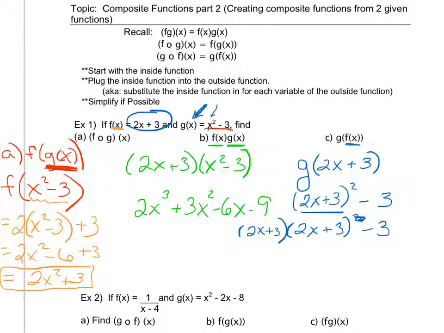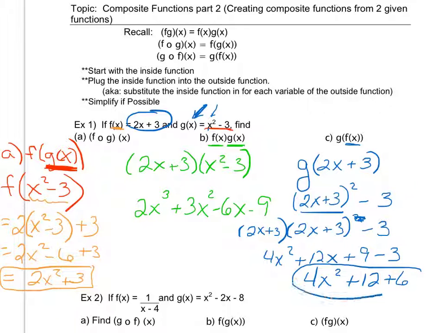There we go. Now I have 2x plus 3 times 2x plus 3 minus 3. After FOILing, this becomes 4x squared plus 12x plus 9 minus 3. Combining like terms, I get a final answer of 4x squared plus 12x plus 6 for my new composite function.